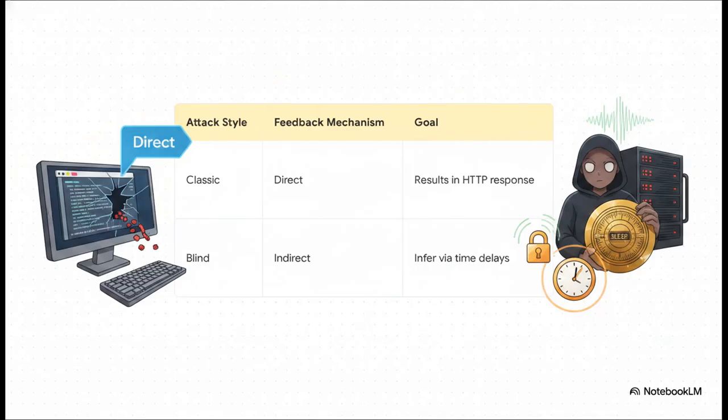But what if the target is completely visually locked down? No error messages, no leaked data on the screen, nothing. Well, attackers can just pivot to blind SQL injections. Instead of getting direct feedback, they infer the database structure indirectly. For example, they might inject a sleep command. If they inject code that basically says, sleep for 10 seconds if the admin password starts with A, and the website takes exactly 10 seconds to load, the attacker instantly knows their guess was correct. It's literally like slowly cracking a safe by listening to the clicks.